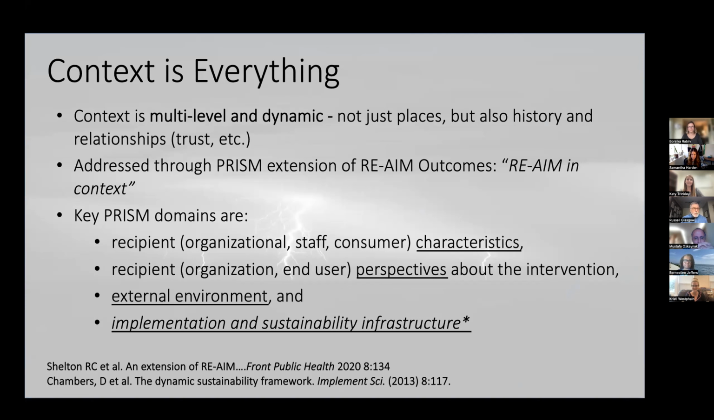Okay, this one I think I'm going to skip because Borsika has covered it. It's just a reminder here about the critical importance of dynamic multi-level context. And then at the very bottom there, this notion of implementation and sustainability infrastructure, from my perspective, is the aspect of PRISM that might be the most unique or different than the 20 other models of context.